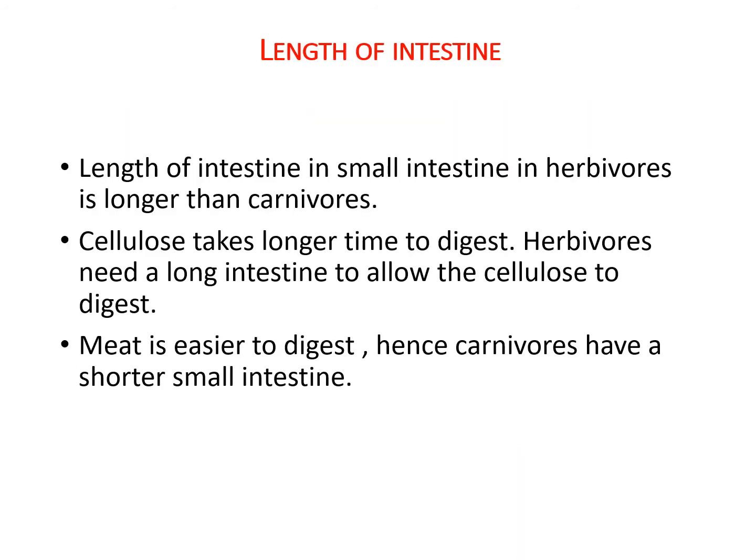The length of the small intestine in herbivores is longer than in carnivores. The cellulose takes a longer time to digest. Hence, the herbivores need a long intestine to allow the cellulose to digest. A point to note, the herbivores themselves cannot digest the cellulose. They harbor anaerobic bacteria in their intestine which help in breaking down this cellulose. On the other hand, carnivores have a shorter intestine because meat is easier to digest.